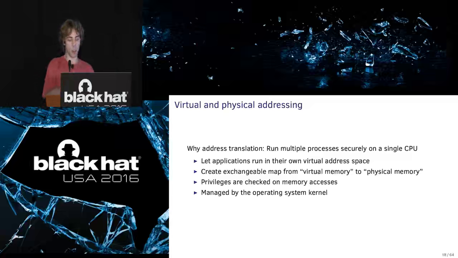Every application has its own virtual address space because it has its own map from virtual to physical memory. In this map, you not only have the translation from virtual memory to physical memory, but you also have the privilege settings for this memory region. And the privileges are then checked when you access a memory address in this memory range. The privileges are managed by the operating system kernel, so you can do this dynamically, and the operating system can manage what you may and may not access. For instance, you should not be able to access the kernel.